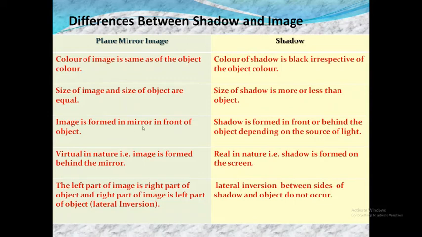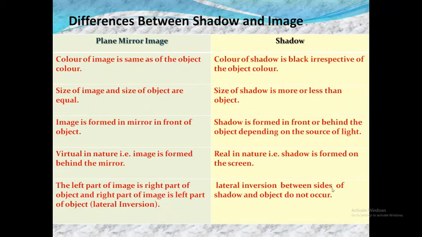Image is formed in front of the object. Shadow is formed in front or behind the object depending on the source of light. Image is virtual in nature, that is formed behind the mirror. You cannot touch that, so it's called virtual in nature. While shadow is formed on the screen, so it is real in nature and you can touch that shadow. The left part of image is right part of the object, and right part of image is left part of the object. So this is called lateral inversion.